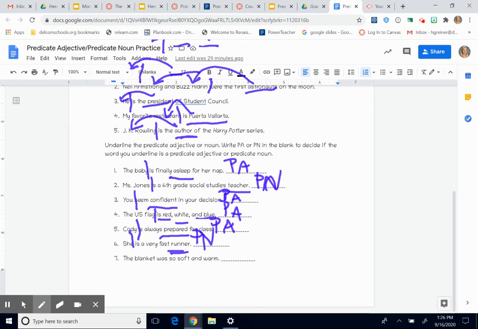The blanket was so soft and warm. Find my linking verb, draw my line. What was the blanket? It was soft and warm. Those are not renaming, those are describing, so those are predicate adjectives.